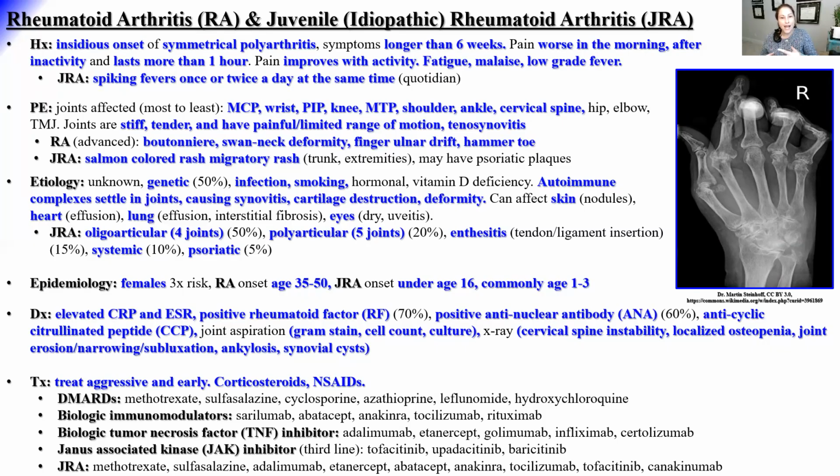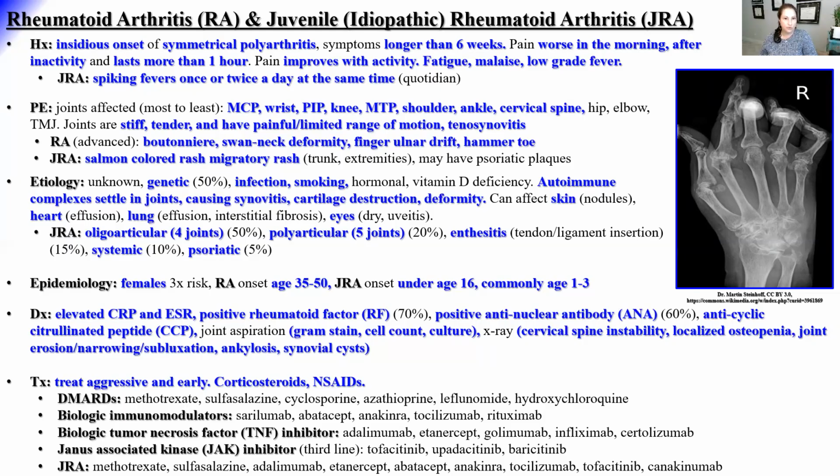But we know that the pathophysiology of this is that autoimmune complexes settle into the joint, kind of like sand or grit, and they irritate that joint lining, causing synovitis, advanced cartilage destruction, and then eventually a gross deformity of that joint. Not only does this affect the joint, but it can affect the skin, the heart, and the lung, causing effusion or fibrosis, and the eyes. Typically, these patients will have dry eyes or uveitis.